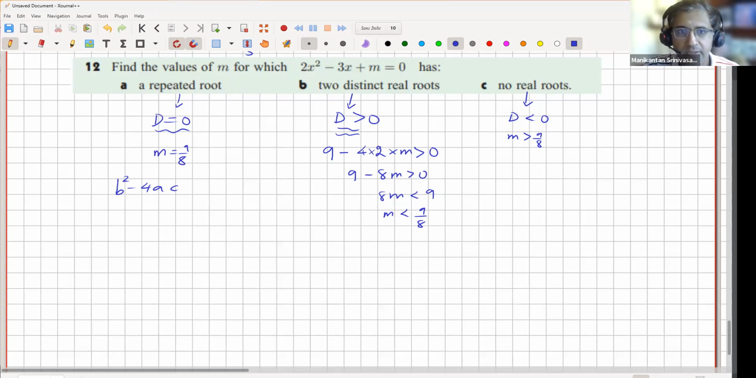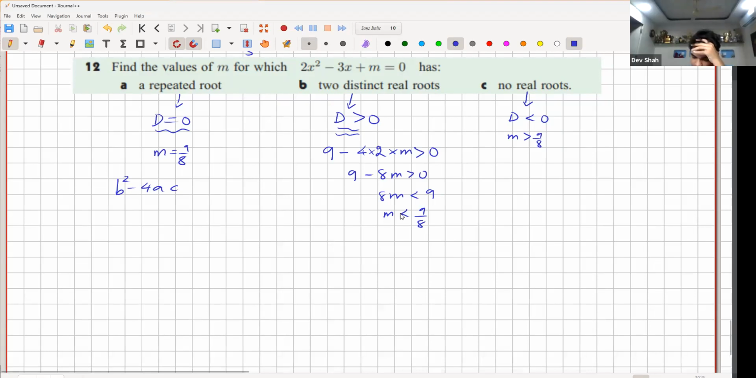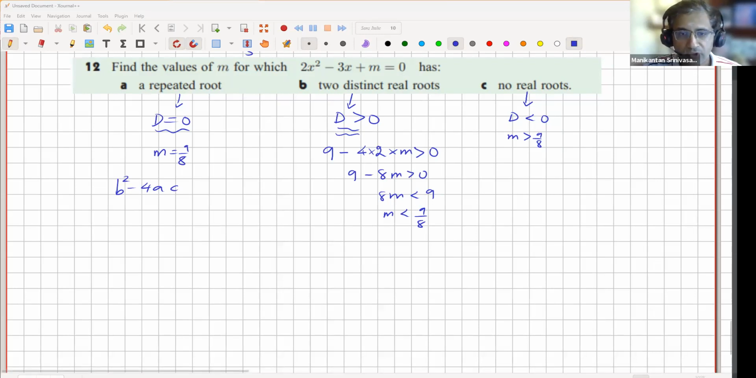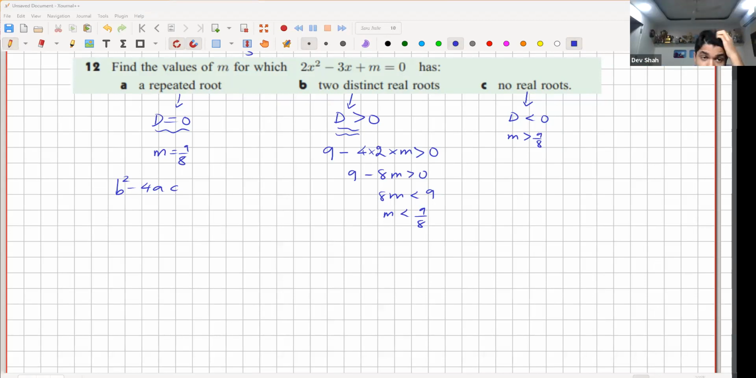Any questions, Dev? Question 8 in 1A. The roots of the equation are alpha and beta. Find the equation which has roots 1 by alpha and 1 by beta. That one. Okay, let me just paste it clearly. It didn't come out well.